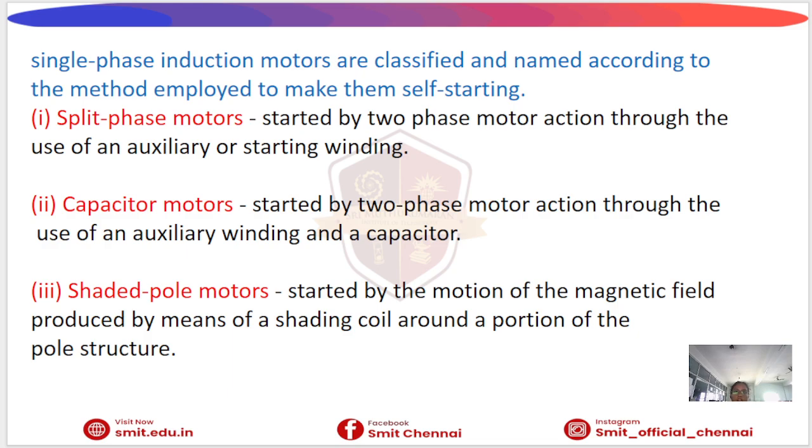Split-phase induction motor construction. In this motor, there are two components, the stator and the rotor. The stator has two windings: one is the main or running winding, and the other is the auxiliary or starting winding. The starting winding is placed 90 electrical degrees from the main winding and is used only during starting.